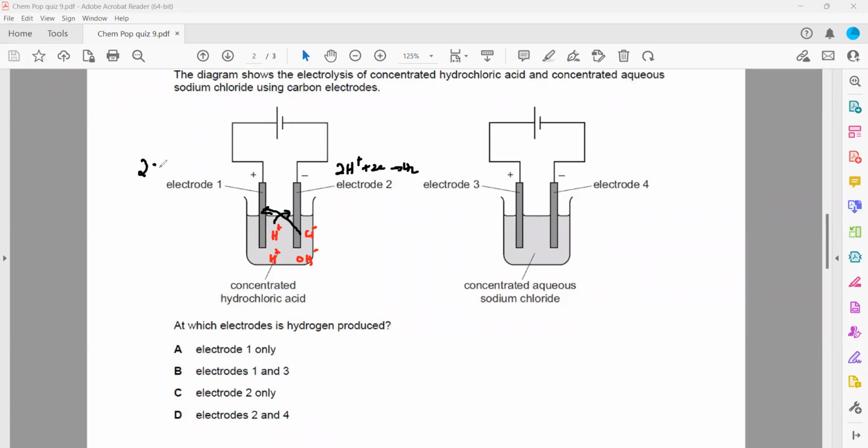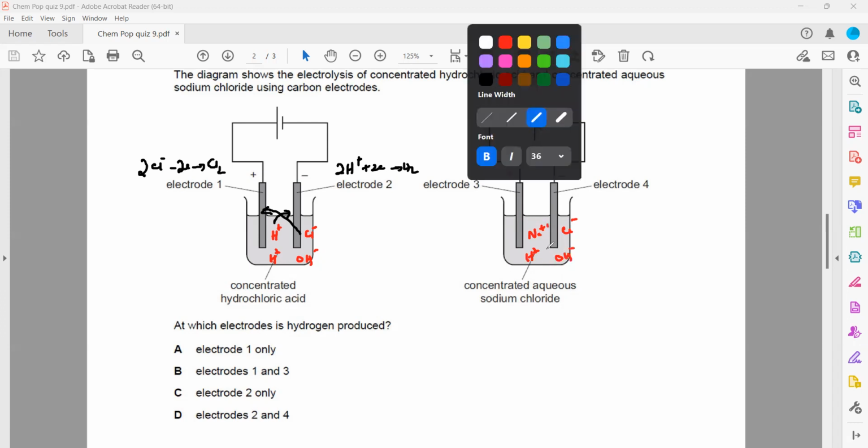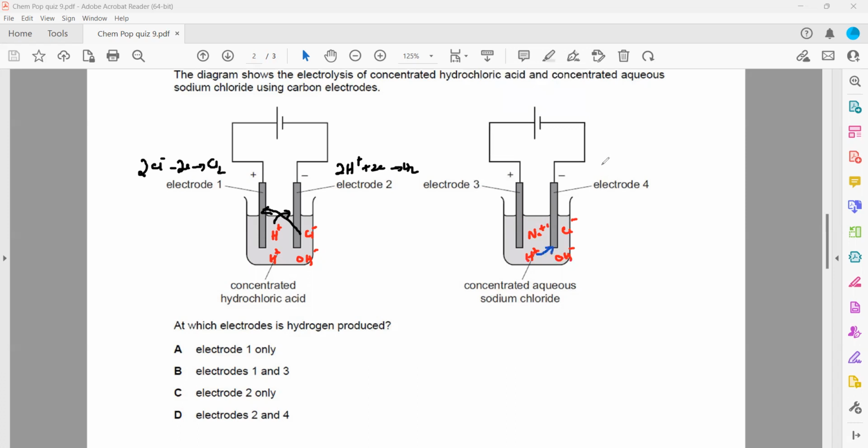So when two chloride ions are there, they will lose two electrons and form chlorine gas. There will be chlorine gas which will form at electrode 1, and on electrode 2 there will be hydrogen gas. Same thing if we have aqueous sodium chloride. It contains sodium ion, chloride ion, hydrogen ion and hydroxide ion. So less reactive will move. So hydrogen will move towards electrode 4. When hydrogen ions are there, they will take 2 electrons and form hydrogen gas.